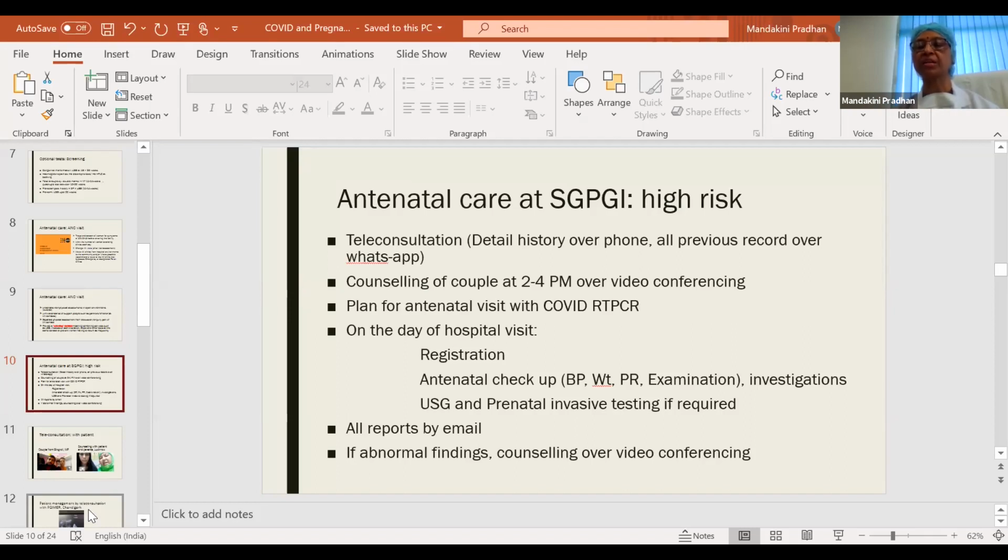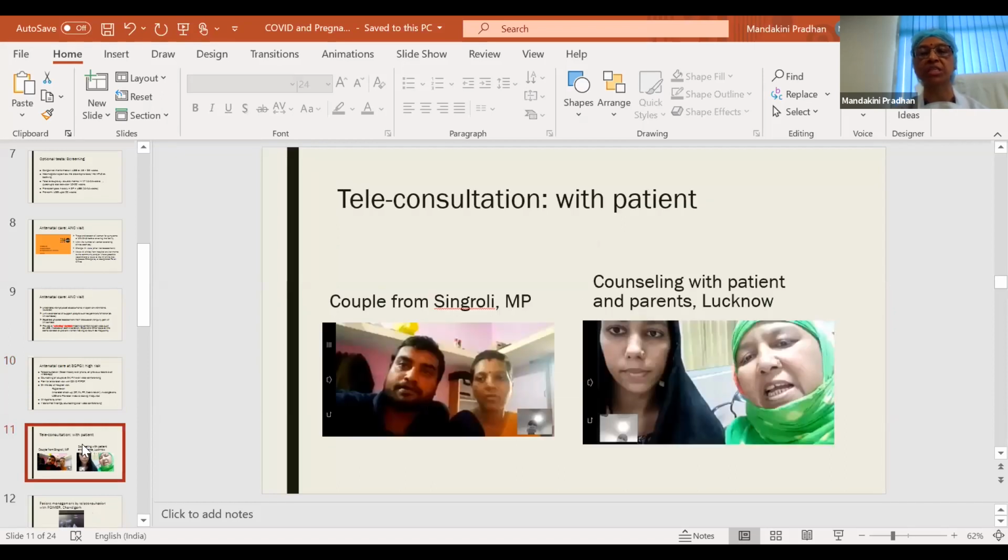We are facing little difficulties in sending by email because the patients are not writing the address properly. So that's a bottleneck for us as of now. But with WhatsApp, we are quite comfortable. If there is some abnormal finding in the ultrasound, we still ask the couple to leave the hospital. We fix up a video conferencing call in the afternoon, that is 2 to 4 p.m., and then we talk to the couple about the ultrasound finding and what is next to be done.